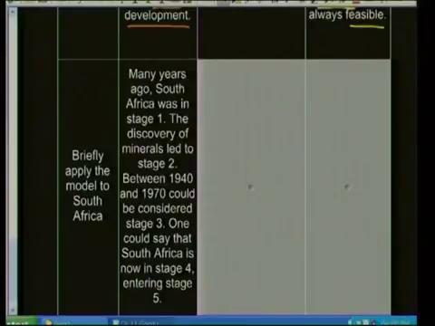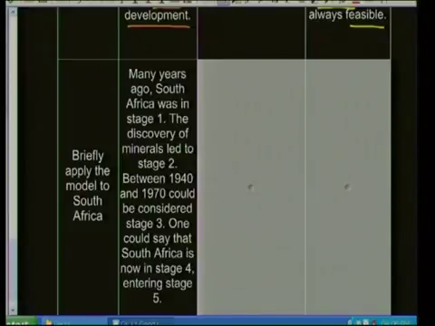All right, then our last factor that we need to look at in our table is to briefly apply each of the specific models to South Africa. So, the Rostow model, it says, many years ago, South Africa was in stage 1. The discovery of minerals led to stage 2.